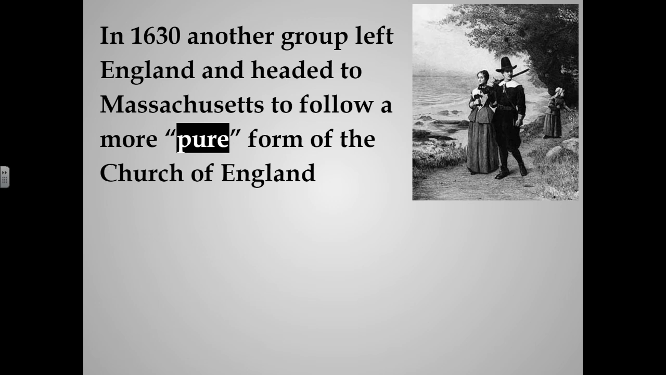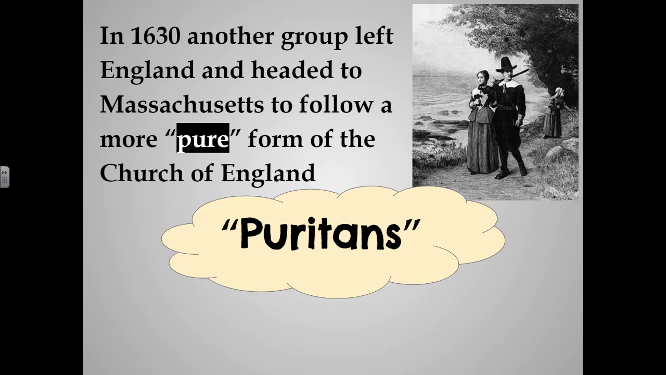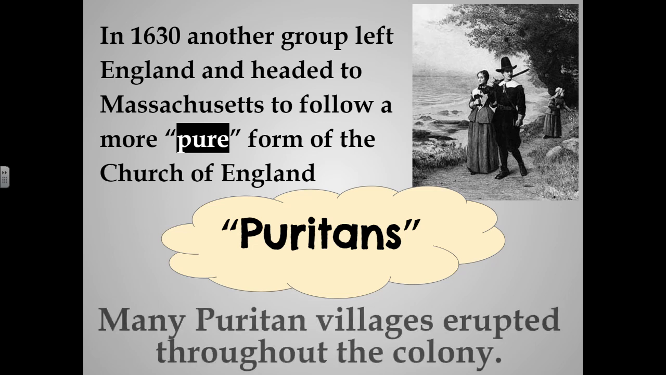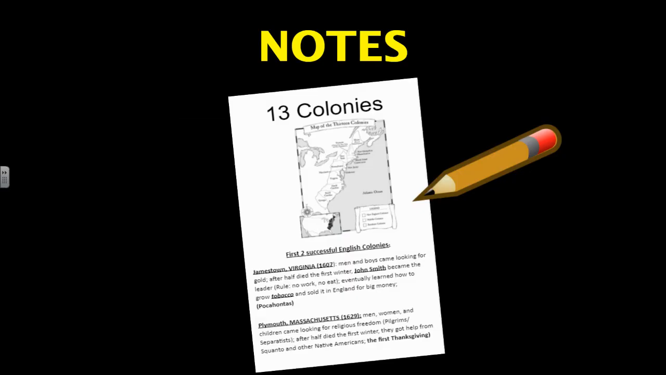So these people believed in the Church of England, but wanted a more pure form of this church. And so we call these people Puritans because they wanted a more pure form. And Puritans flocked to Massachusetts because they too wanted the freedom to follow religion their own way. And so many Puritan villages erupted throughout the colony of Massachusetts.